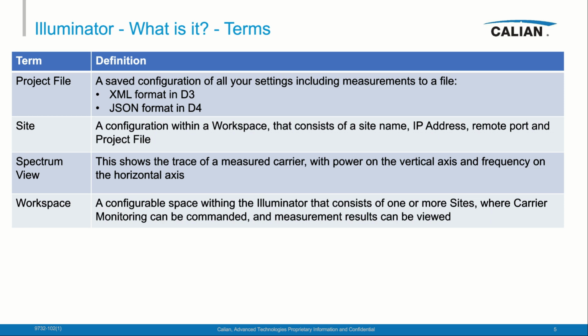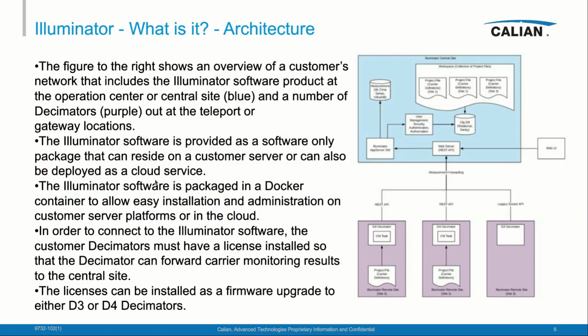Spectrum view shows a trace of a measured carrier with power on the vertical axis and frequency on the horizontal axis. Again, you can have multiple workspaces inside the Illuminator, and a workspace is a configurable space within the Illuminator that consists of one or more sites where carrier monitoring can be commanded and measurement results can be viewed. Okay, so let's go on and look at the architecture.